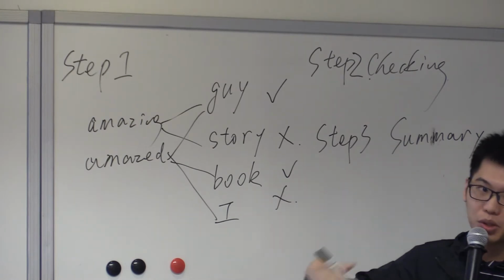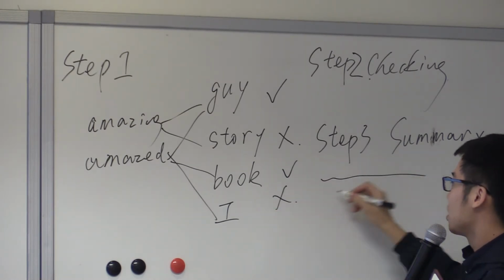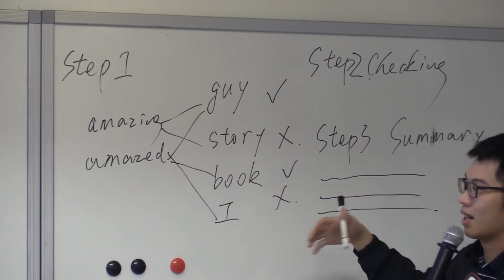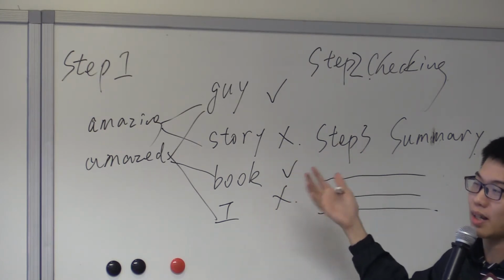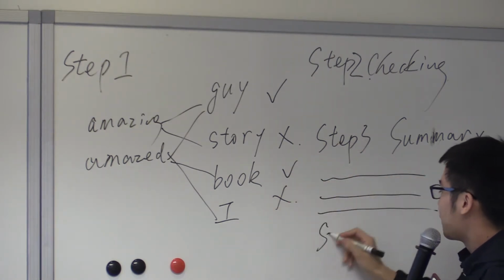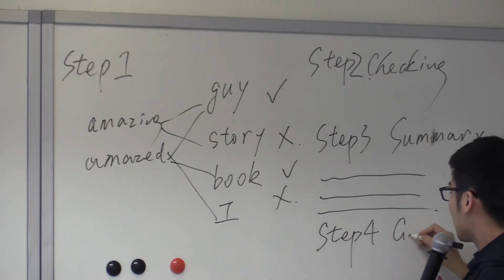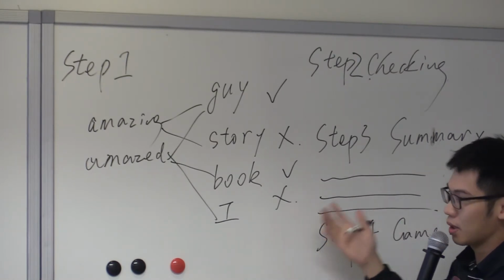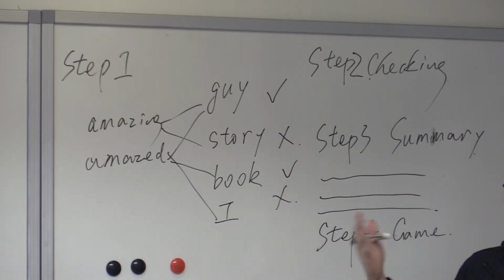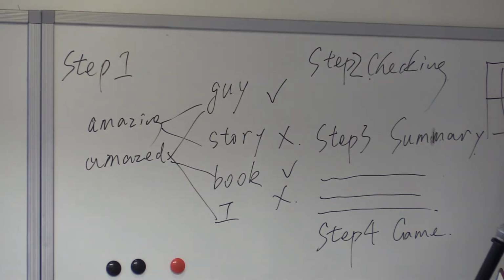So I will invite some students to summarize their findings, the different meanings. And step 4 is a game. So we put the language input into games. They will play a game where I give them cards, and each card has a different word on it. For example, girl, guy, movie, and amazing.